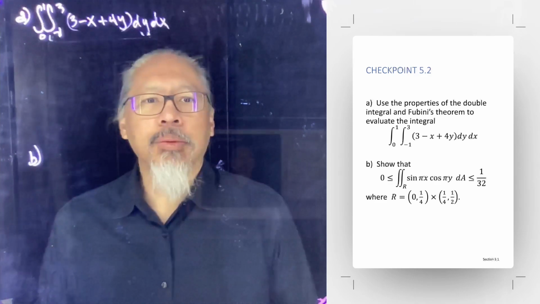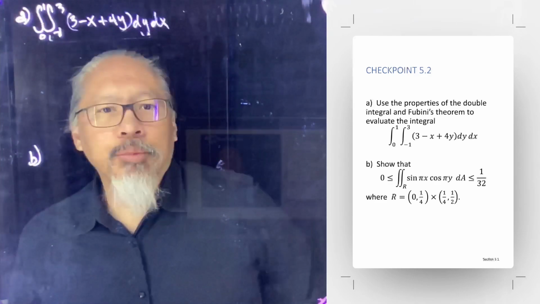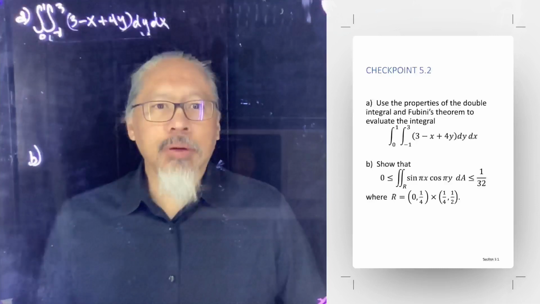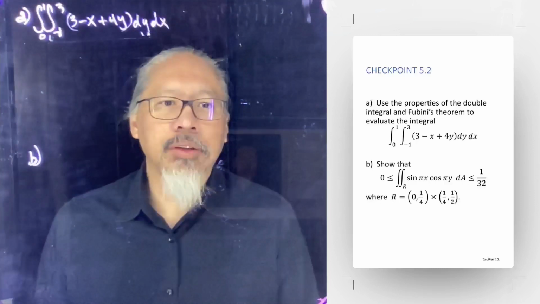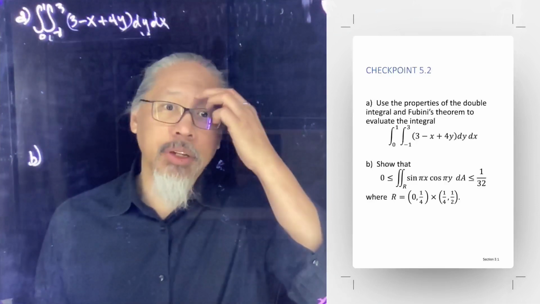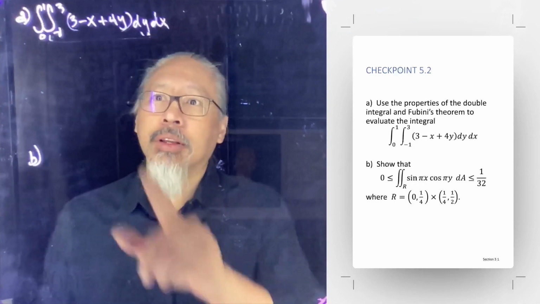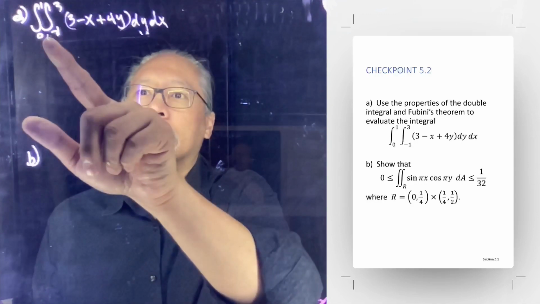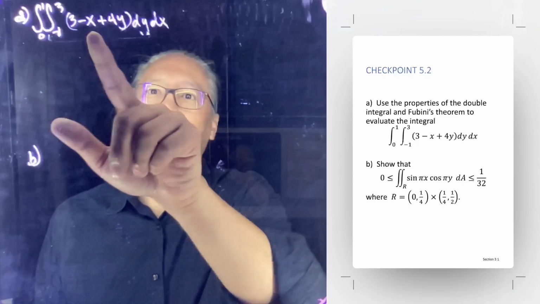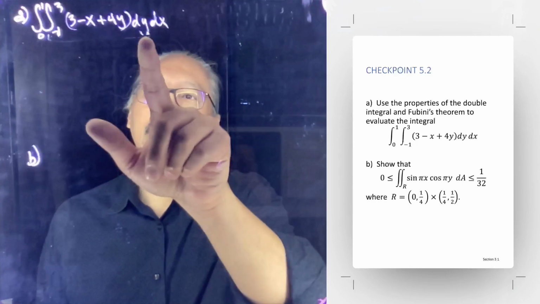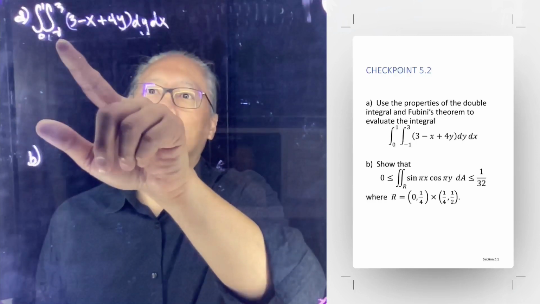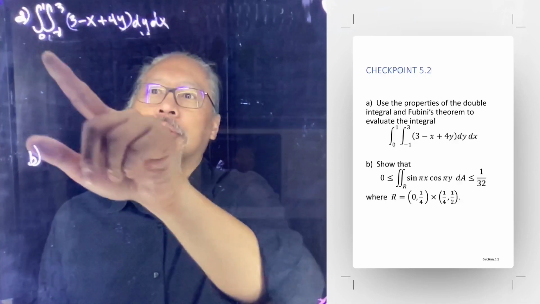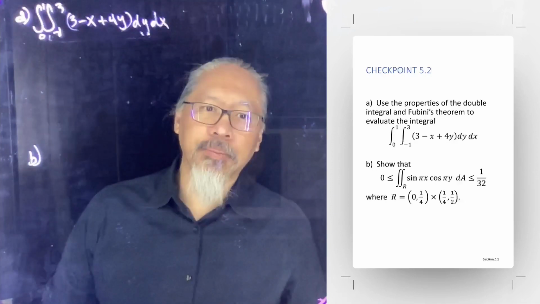Hello, in this video we're going to be doing checkpoint 5.2. A couple of problems here. First, they want us to use the properties of the double integral in Fubini's theorem to evaluate this double integral. This is the integral of 3 minus x plus 4y dy, y going from -1 to 3, and then x going from 0 to 1.